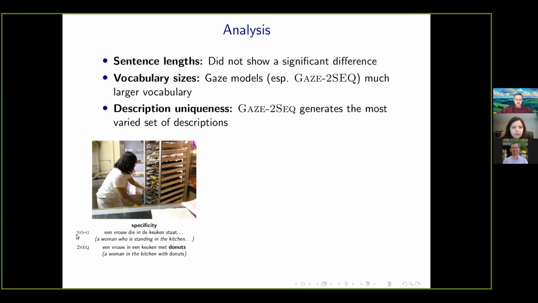So here we have the no-gaze model and the model with the extra LSTM. And in the second model, we usually see more specific captions. So instead of just saying a woman standing in the kitchen, it mentions the donuts, maybe rather small, but it's a specific thing for this image, which also contributed to the vocabulary size differences. And we see this overall for other images as well.